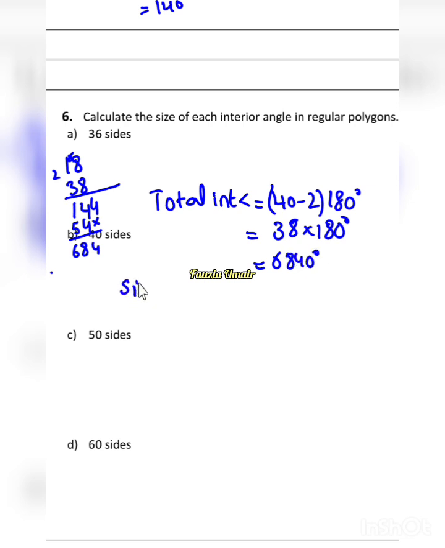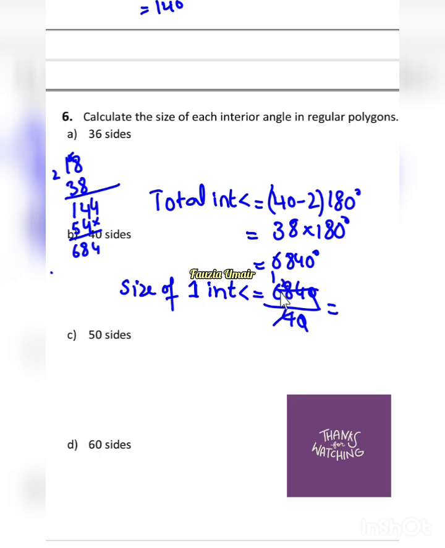So now the size of one interior angle would be 6840, which is the total sum, divided by 40. So I can cancel the 0 and then I will divide it with 4. So 4 ones are 4. 2 is the remainder. So 28. 7 4s are 28 and 1. So 170 degree.